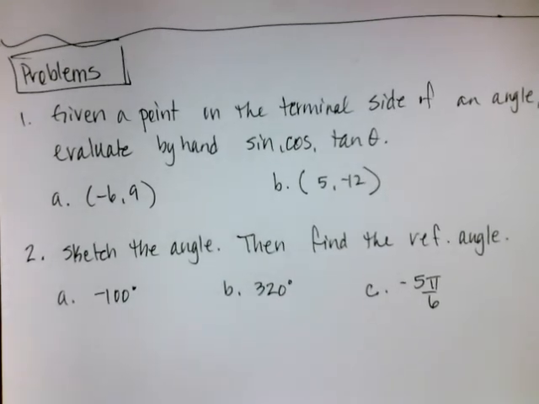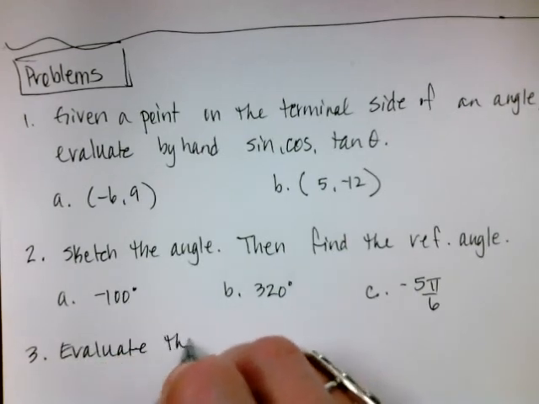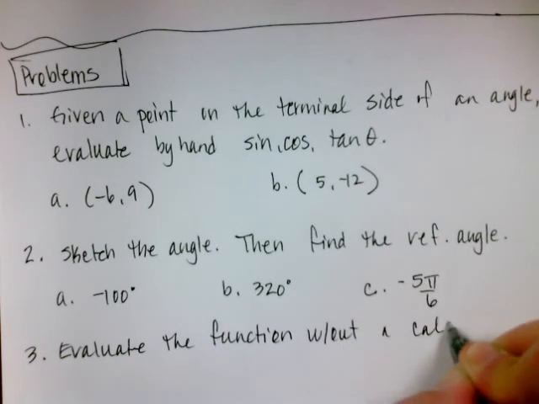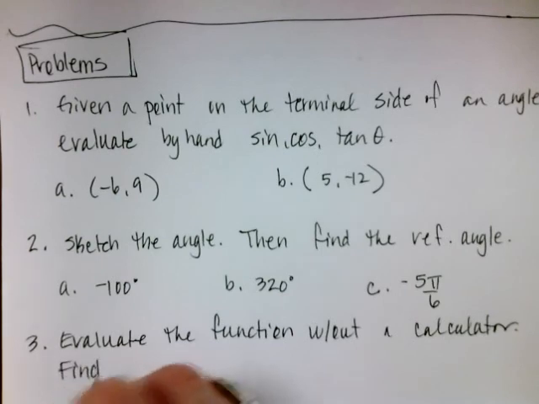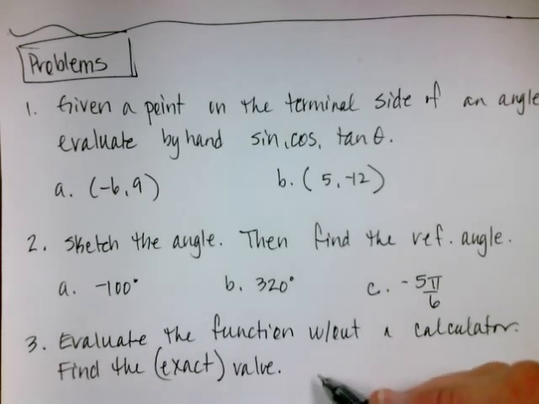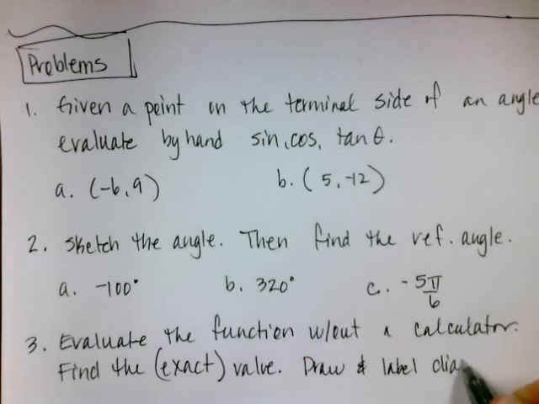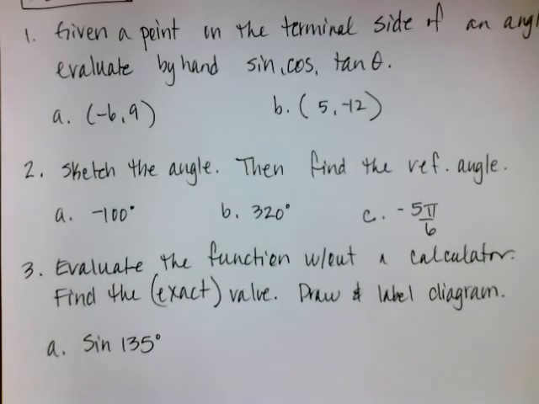All right, last problem. Says evaluate the function without a calculator. Alternative directions, it might say find the exact value, because exact means no rounding, no calculator. Okay. A, it's going to be the sine of 135 degrees, which means, remember, you also have to draw the diagram, draw and label, because that is your work, and that will be my expectation on every single problem. Okay? So A is the sine of 135 degrees.